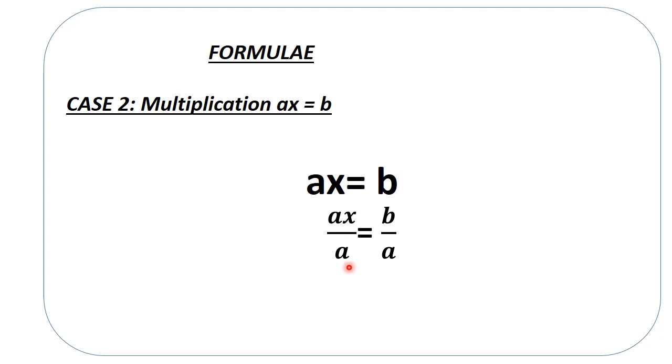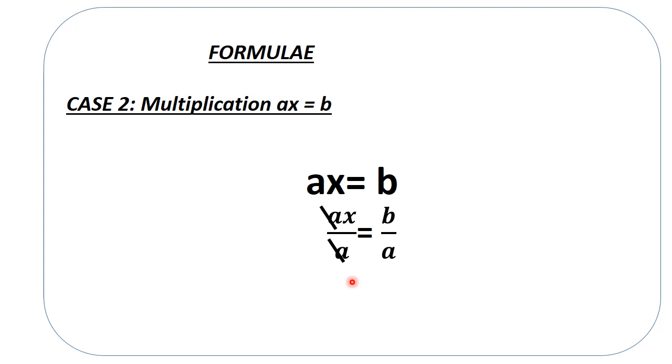So what you do here, do the same here. So we divided by a, even this side divide by a. So these are going to cancel. So this a is going to cancel with this, and we're going to remain with x. Why is it cancelling? Because a divided by a is 1. So it's cancelling.